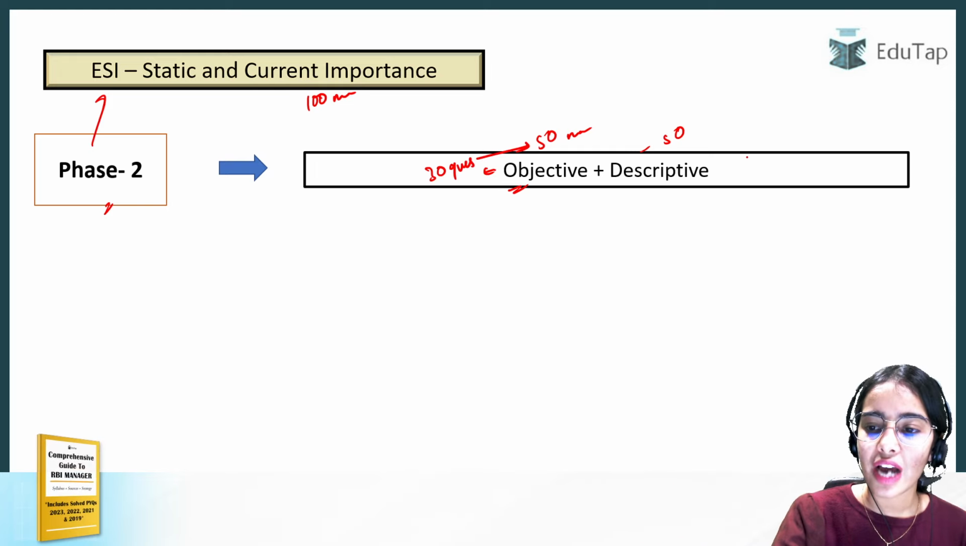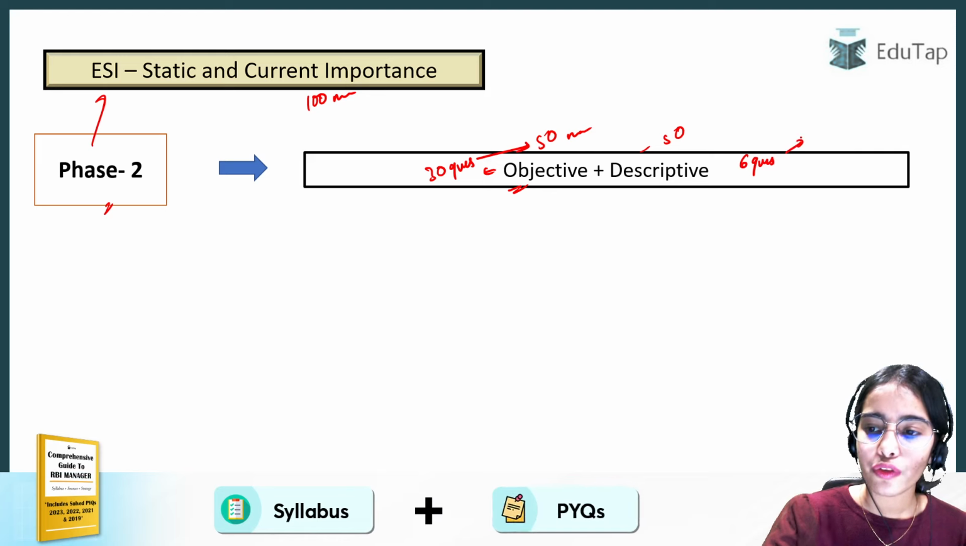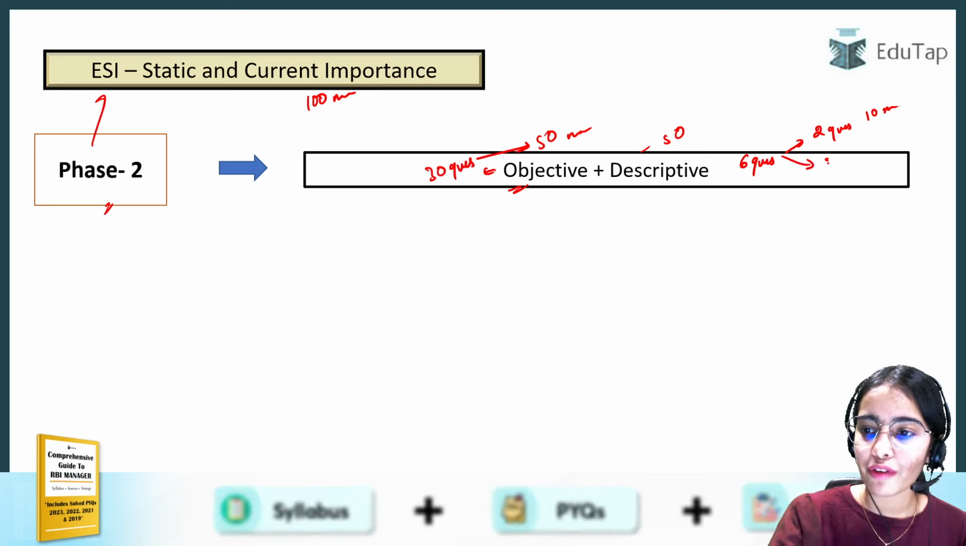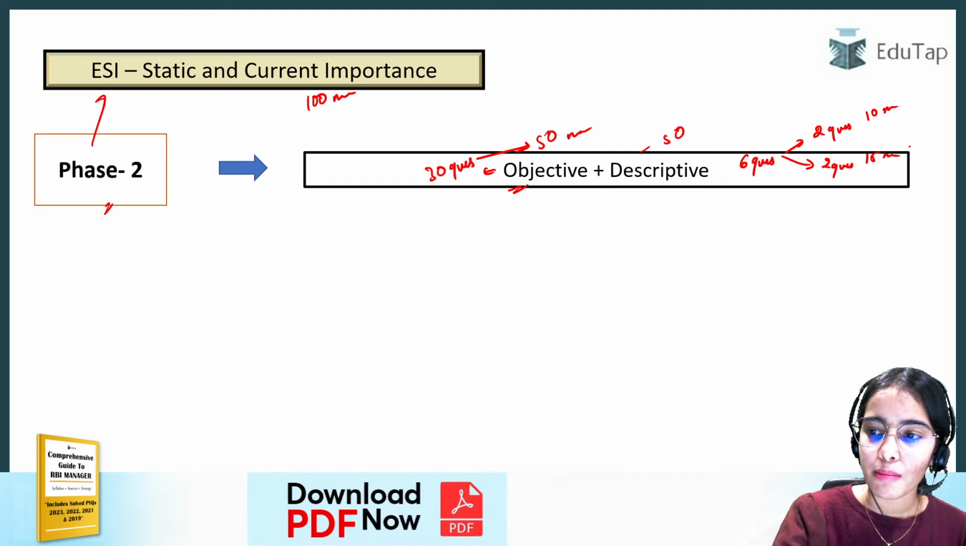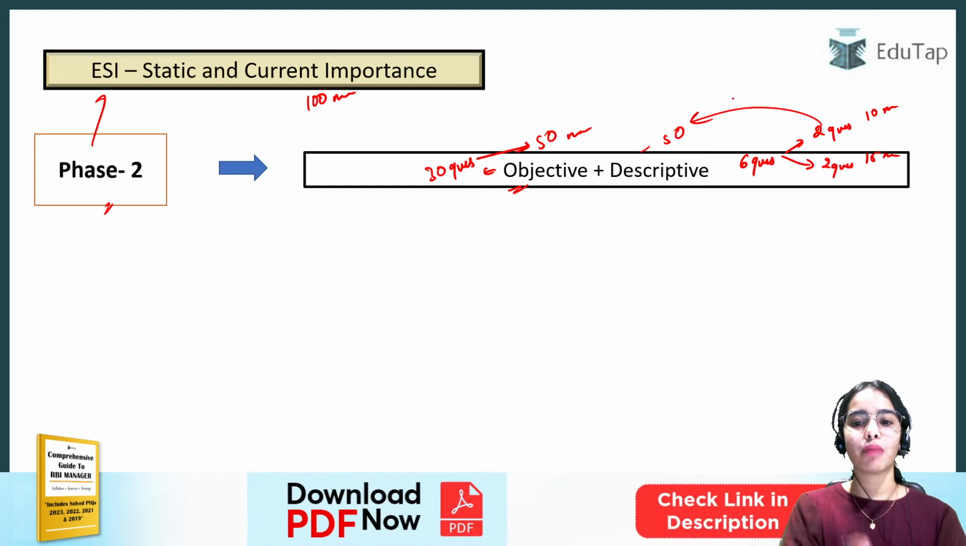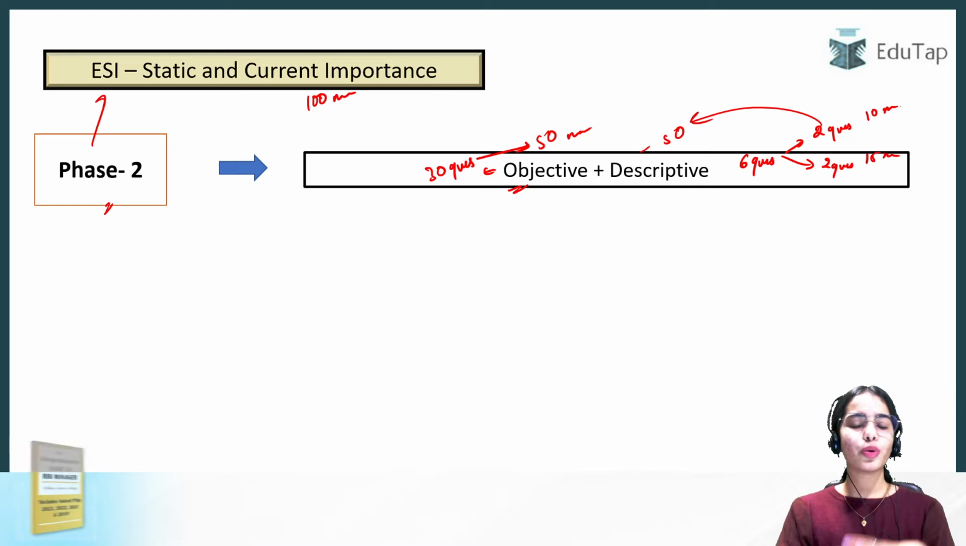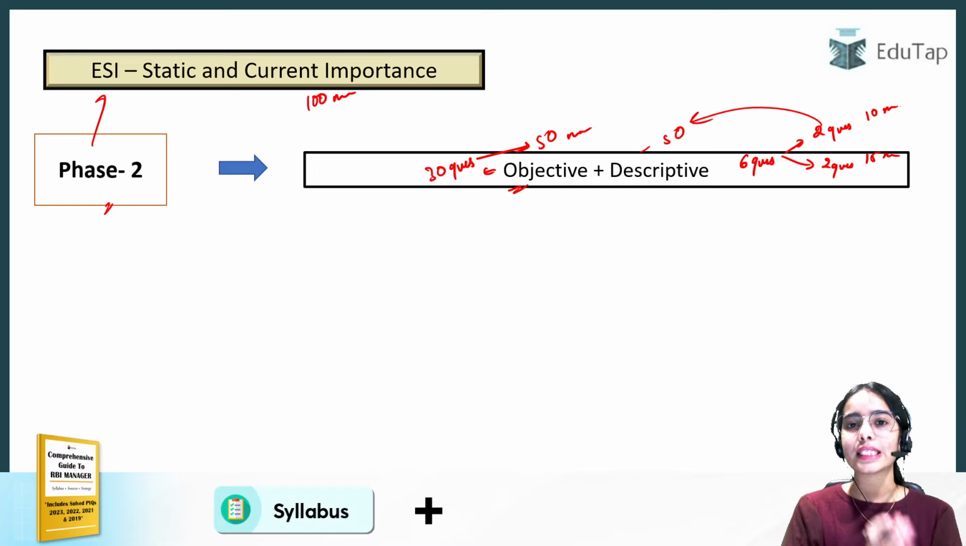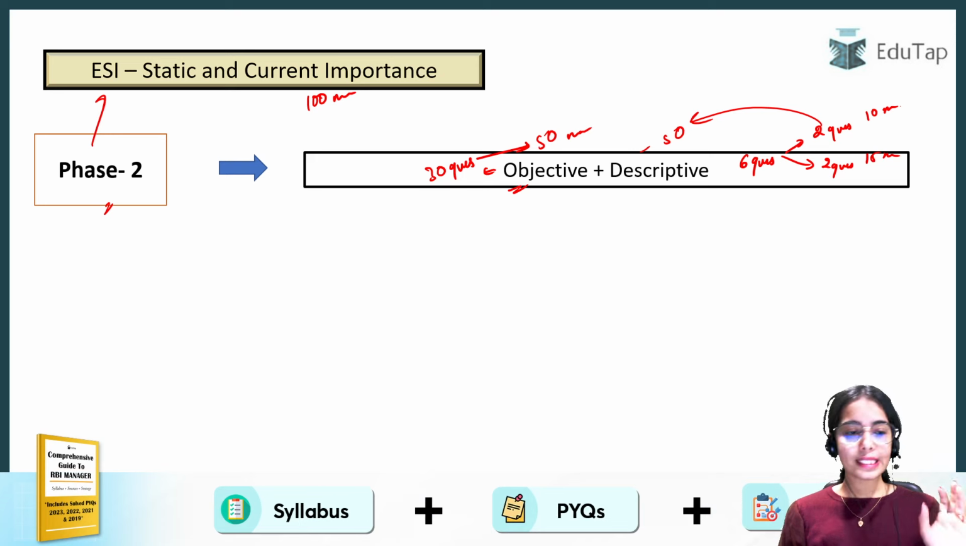The descriptive part has 6 questions, out of which you have to do 2 questions of 10 marks and 2 questions of 15 marks. So this carries 50 marks for the descriptive portion. I hope you understand how important the ESI is. Now let's see the importance.